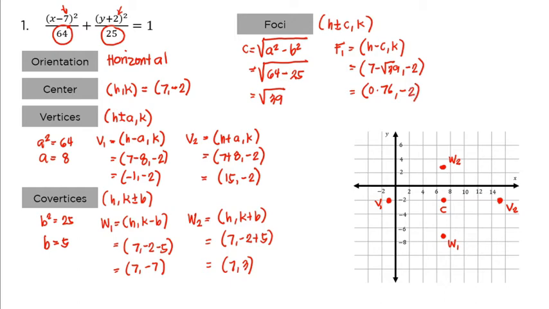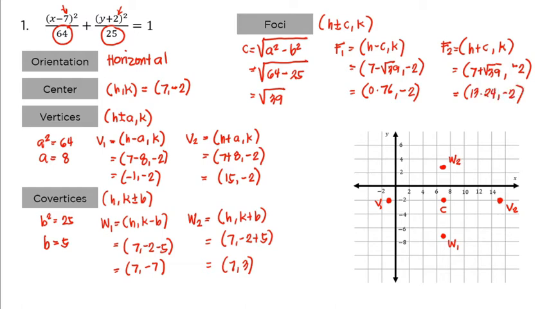Okay, for the second focus naman, we have h plus c, k. So that is 7 plus the square root of 39. K is negative 2. So we have 7 plus the square root of 39 is approximately equal to 13.24, negative 2. So we have our second focus.